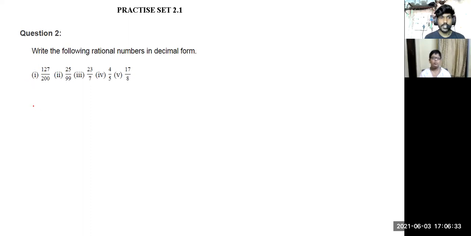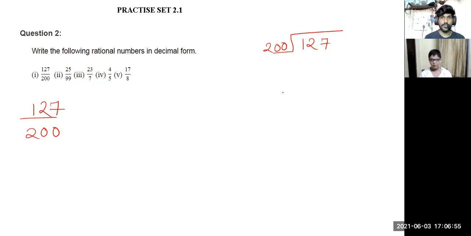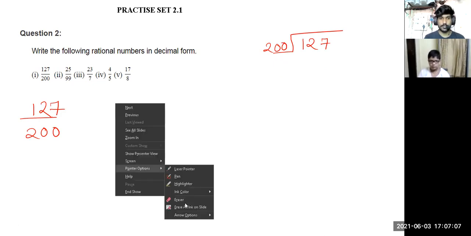Okay, now there are two ways to do this. First, we have to convert this into decimal. One way is the normal division method, so this is here 127 and here 200. This is one way to do it. But the problem here is this will be very, very lengthy, so we will try to avoid the lengthy method. I'll show you both the methods, but first we'll see the shorter method.